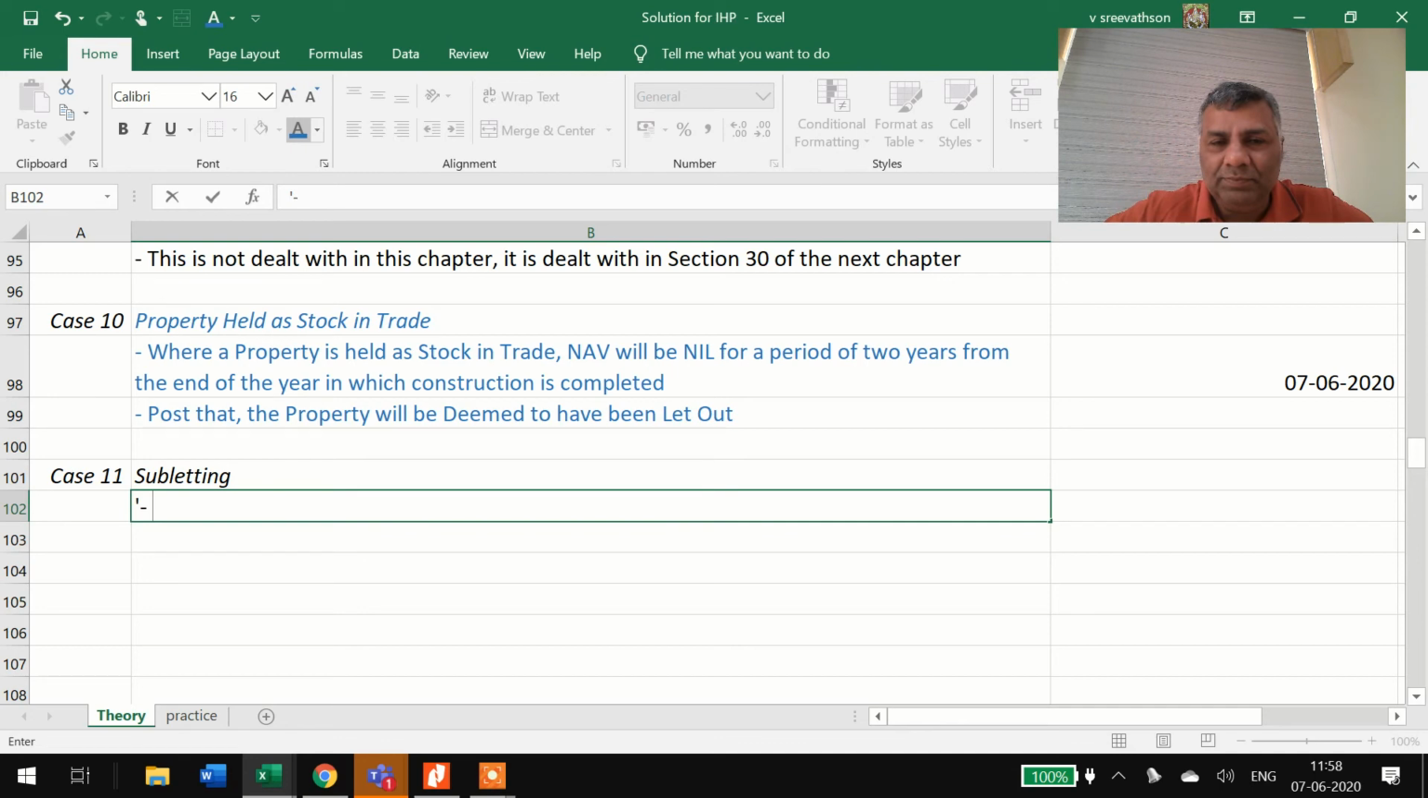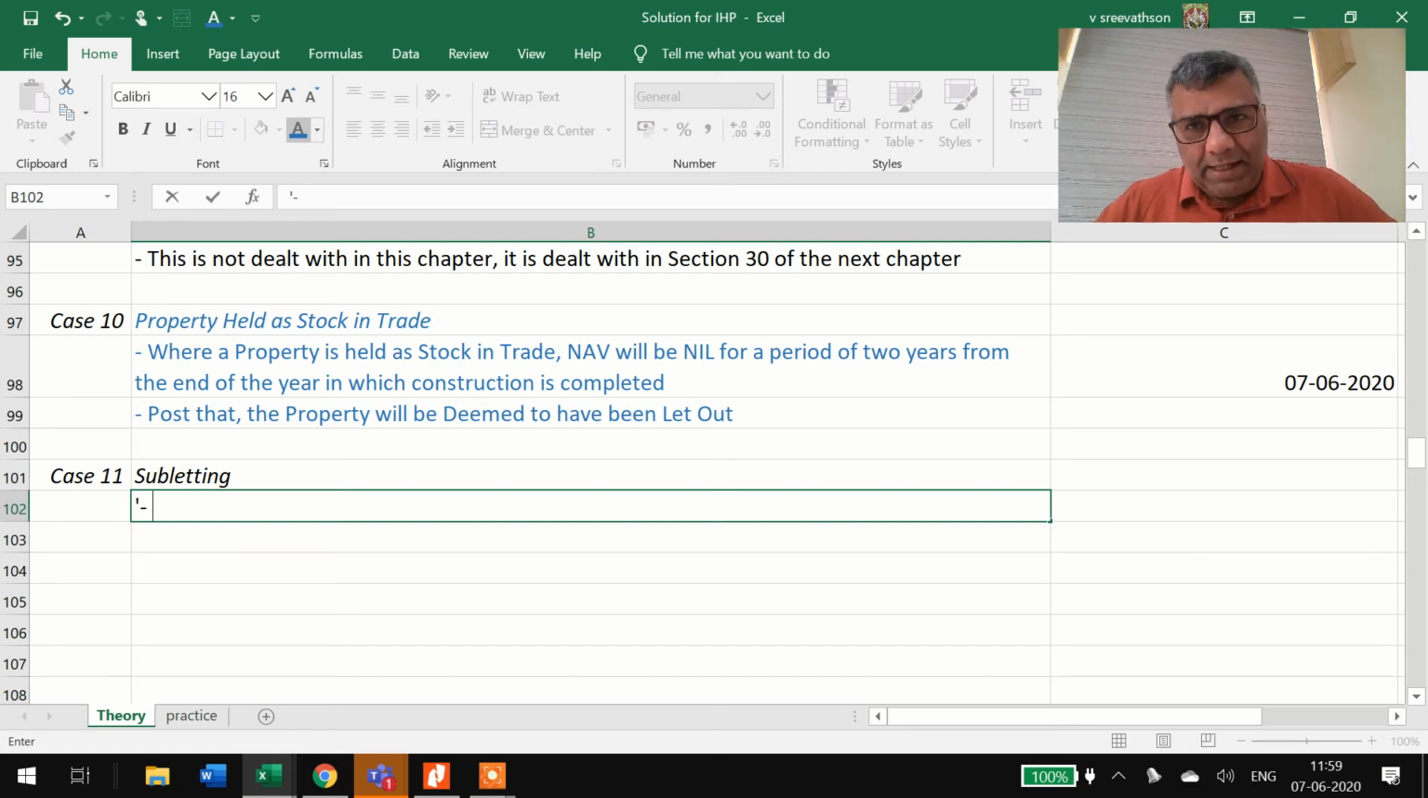This is possible in the case of bachelors, etc. One person takes the house, finds the house is so big, so he finds two other persons to share the rent. For the owner, he has let it out to me. So I find two other friends to stay, and those two will pay me. For me, the rent I receive from those two people is considered as income, not under IHP.